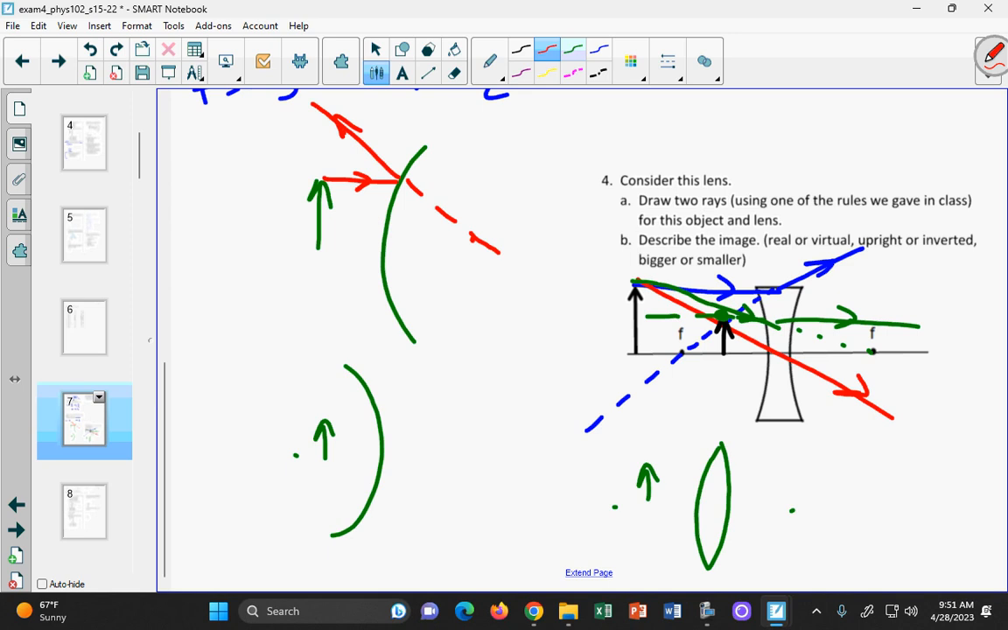You could also do to the center of the mirror. That's probably the easiest one. And it just reflects, following the law of reflection. And then my image is right there. Those are probably the two easiest rays.